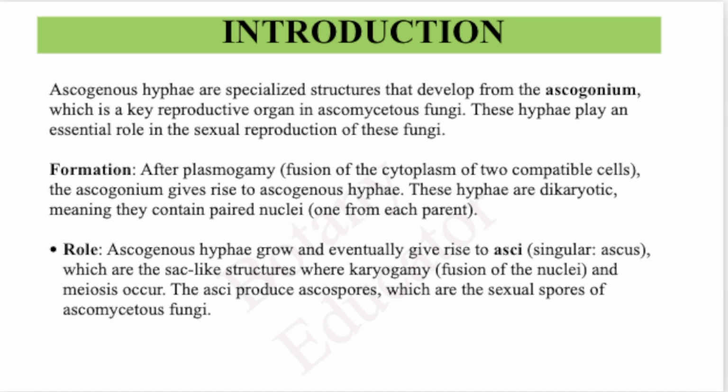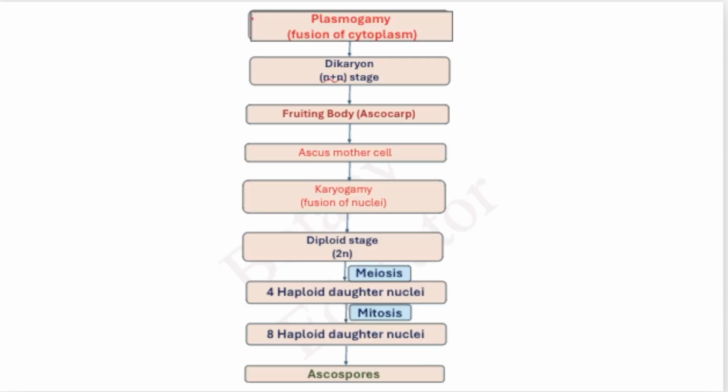In these fungi you will find a fruiting body. This is known as ascocarp, in which you will find sexual spores known as ascospores. In this fungi you will find that a structure is forming that is known as dikaryon phase, which is an important phase, and through this diagram you will be able to understand how this happens.